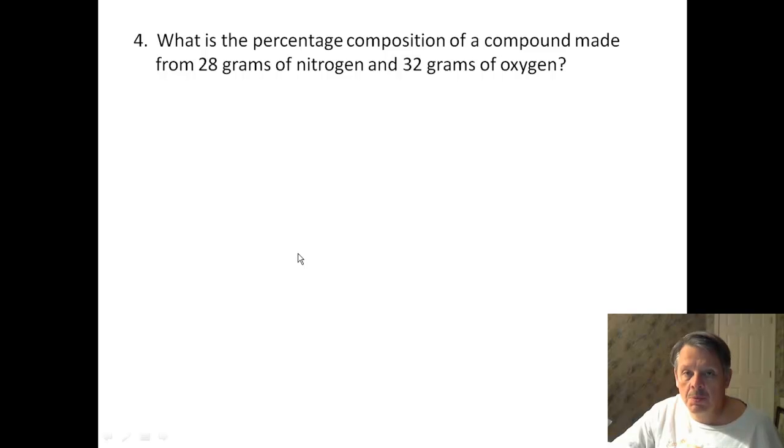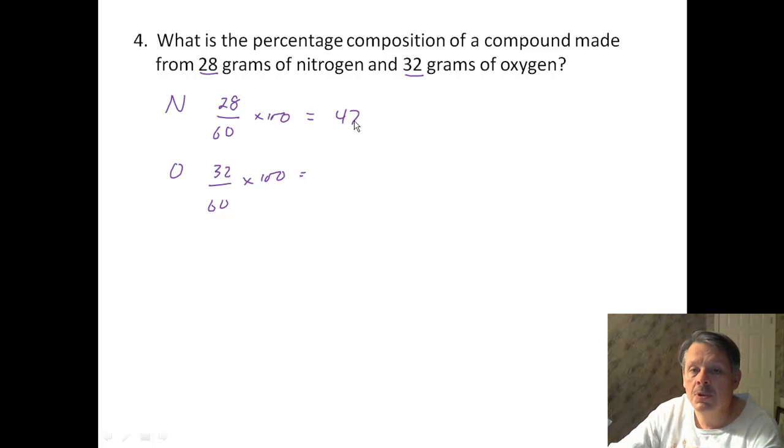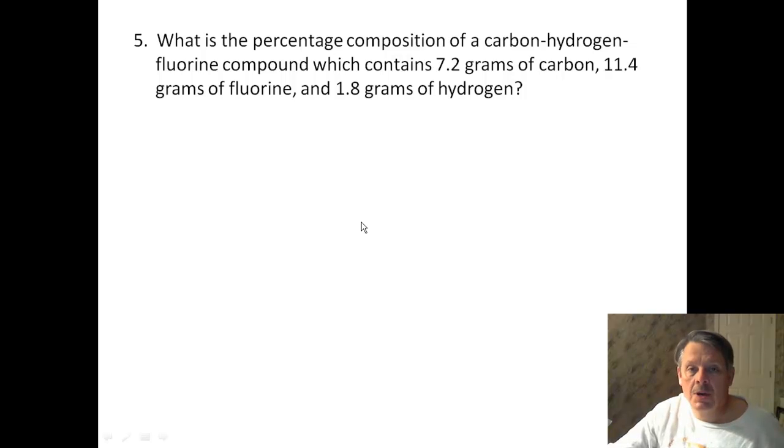All right, let's go on to number 4. What's the percent composition of a compound made up from 28 grams of nitrogen and 32 grams of oxygen? Well, let's look at nitrogen. Nitrogen is 28 grams. Remember I have to add these two things up. 28 plus 32 is 60. So I take 28, divide by 60, multiply by 100, and I do the same thing with oxygen, which is 32 divided by 60 times 100. My answer here is going to be 47%, and my answer to this one is going to be 53%. Again, they add up to 100% just to check my work.